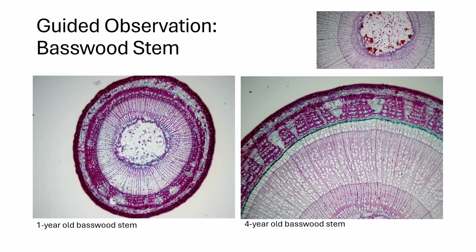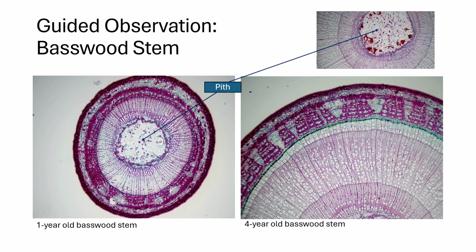Before you start drawing, let's do a guided walkthrough of what you should be able to find in this woody stem cross-section. Start at the very center of the stem. The tissue right in the middle is the pith. In some specimens, it's solid, and in others, it may be partially broken down or hollow, but it always marks the center of the stem.